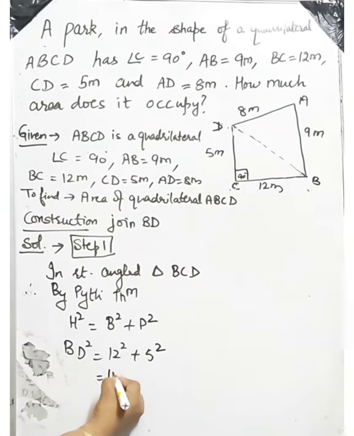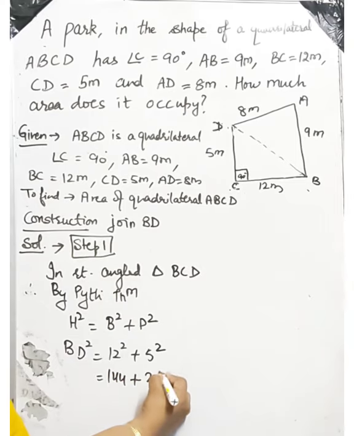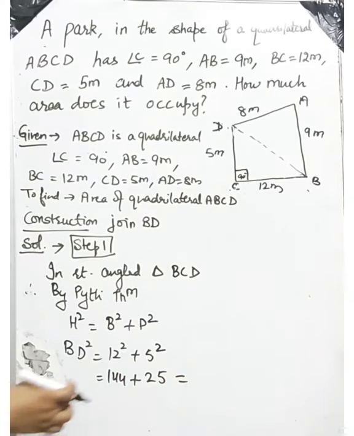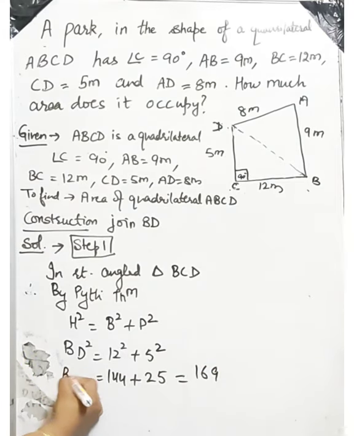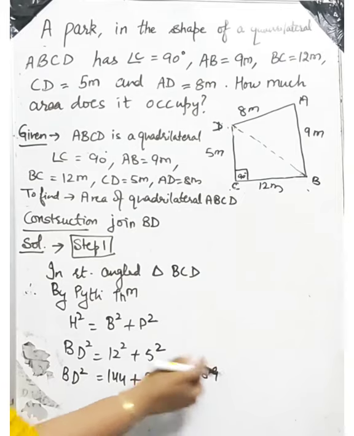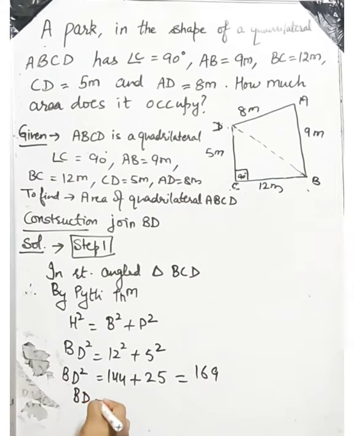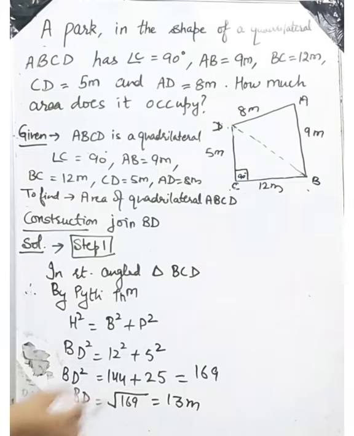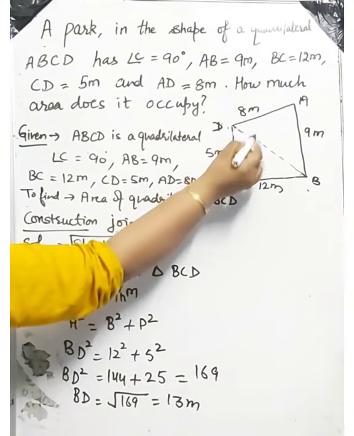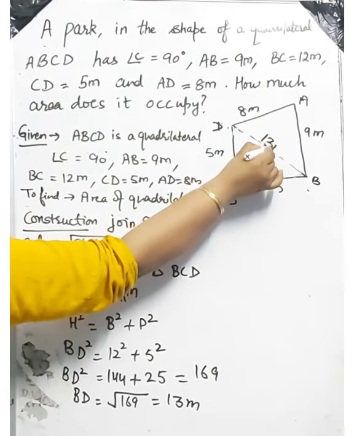12 square equal to 144. 5 square equal to 25. Now add these two numbers. Sum will equal to 169. BD square equal to 169. Then value of BD equal to under root 169. And we know what is the under root of 169? Under root 169 equal to 13 meter. Hence, value of hypotenuse equal to 13 meter.